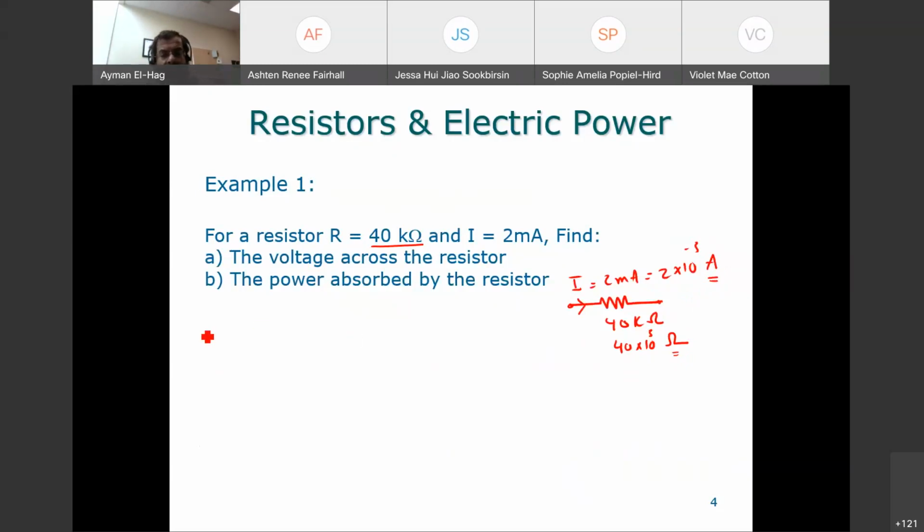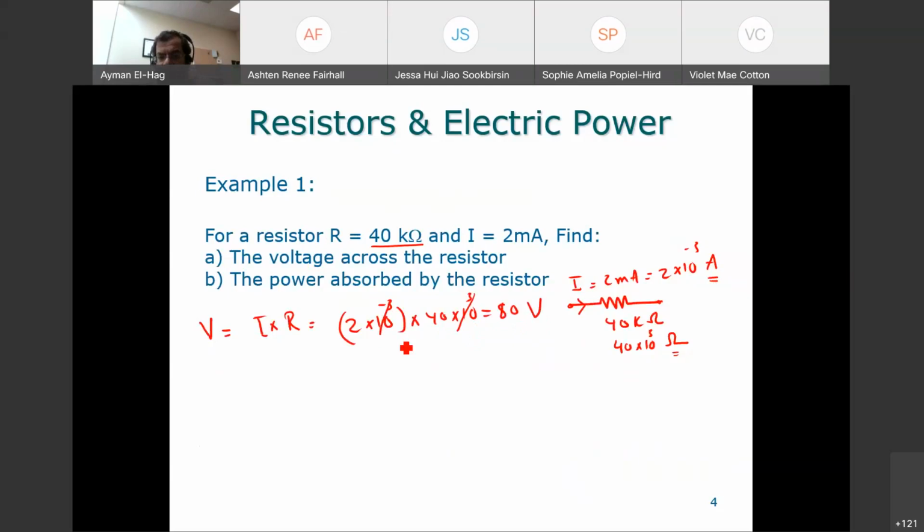So we want to find the voltage. We know that the voltage is nothing but I times R. This is the voltage. My I is equal to 2 times 10 to minus 3 times R, which is 40 times 10 to power 3. Now this will cancel with this, so this will give me 80, and the unit will be volt.